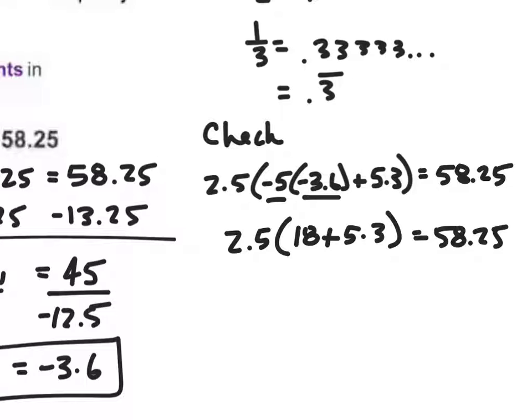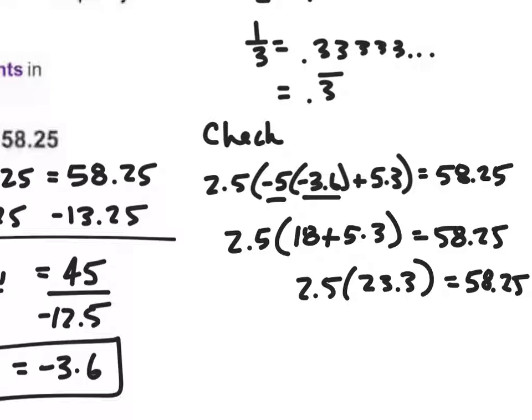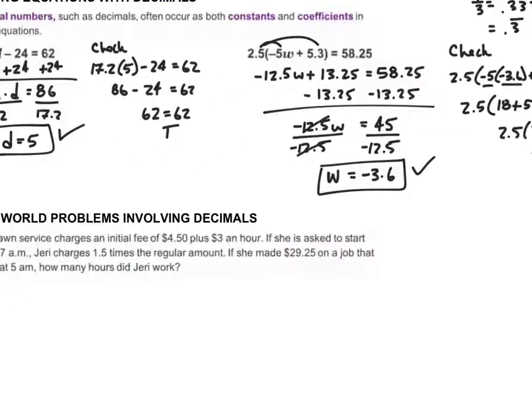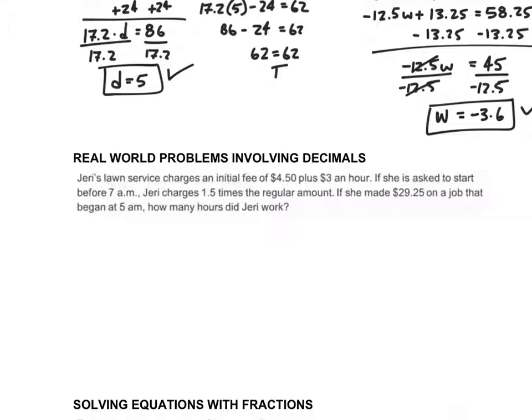So you got 2.5 times 23.3. Is that going to equal 58.25? So let's do 2.5 times 23.3. And that, in fact, does give us 58.25 equals 58.25. This is true. Therefore, this is our answer. And that's how we do that. Okay, all right. So let's do a real-world problem involving decimals.